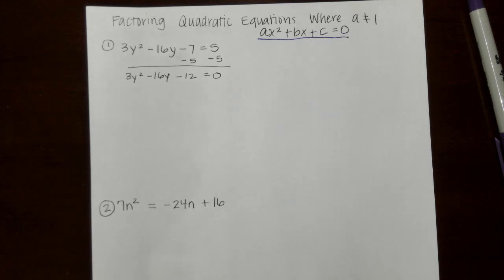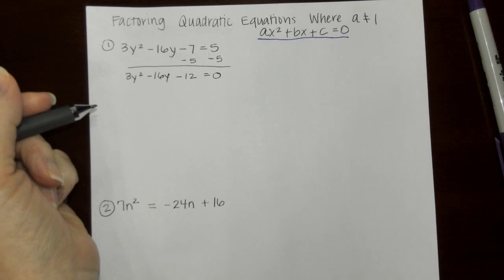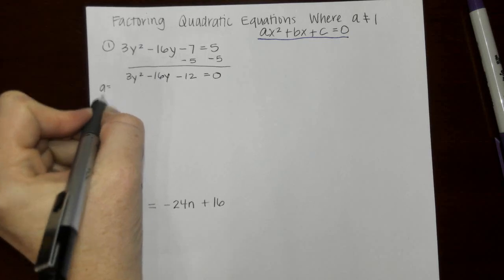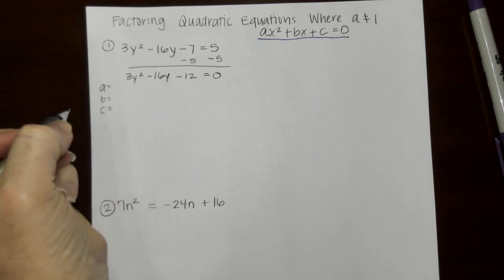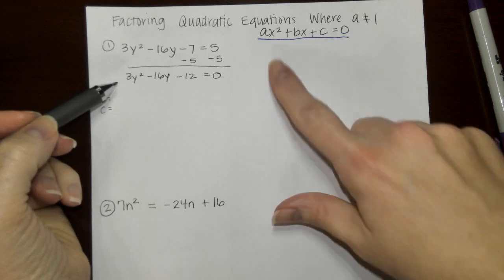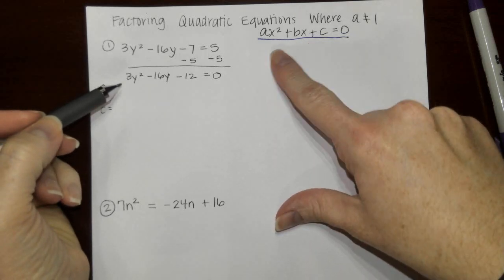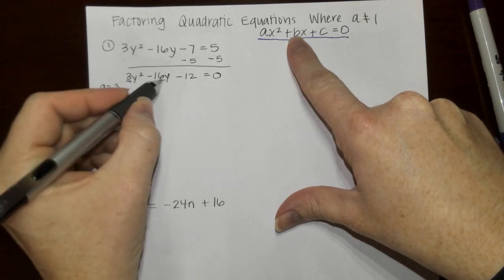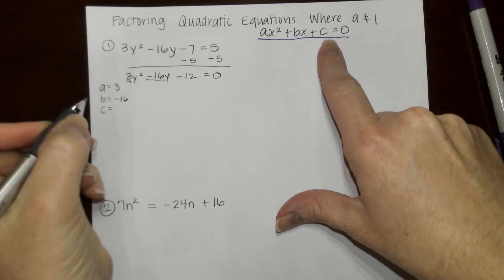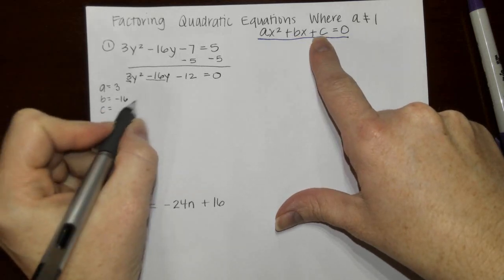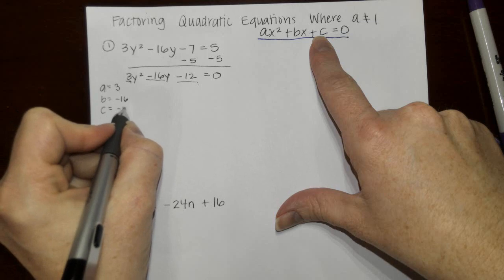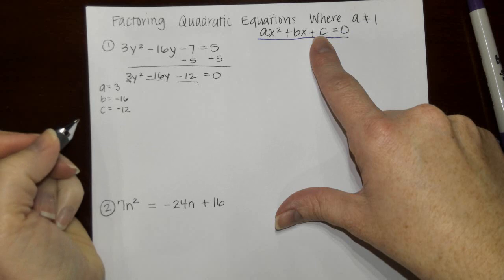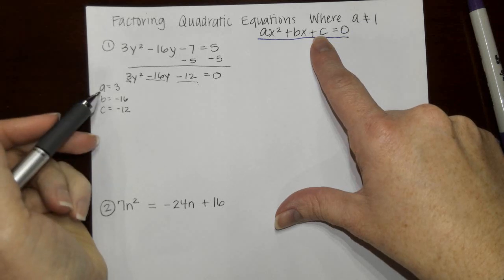Okay, so we have 3y squared minus 16y minus 12 is equal to 0. And if we go through here, we're going to find our a, our b, and our c. So just like over here where it said ax squared plus bx plus c, we know that our a would be 3. Our b is negative 16. And our c is negative 12.